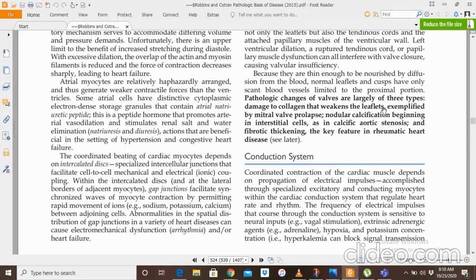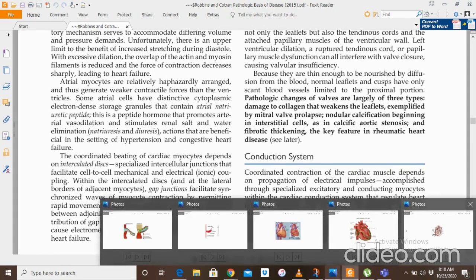These are exemplified by mitral valve prolapse, nodular calcification beginning in the interstitial cells, as in calcific aortic stenosis, and fibrotic thickening, the key feature in rheumatic heart disease. Fibrotic thickening of the cardiac valves is seen in rheumatic heart disease. Calcific aortic stenosis leads to aortic valve stenosis, and mitral valve prolapse leads to regurgitation of blood. So here is the diagram which will help you.